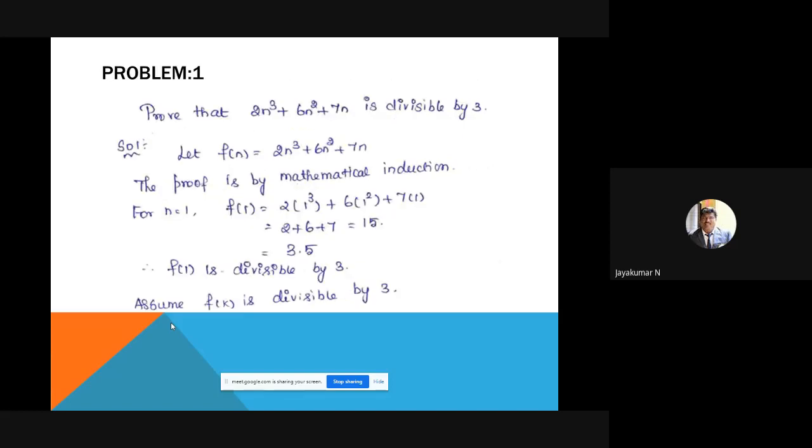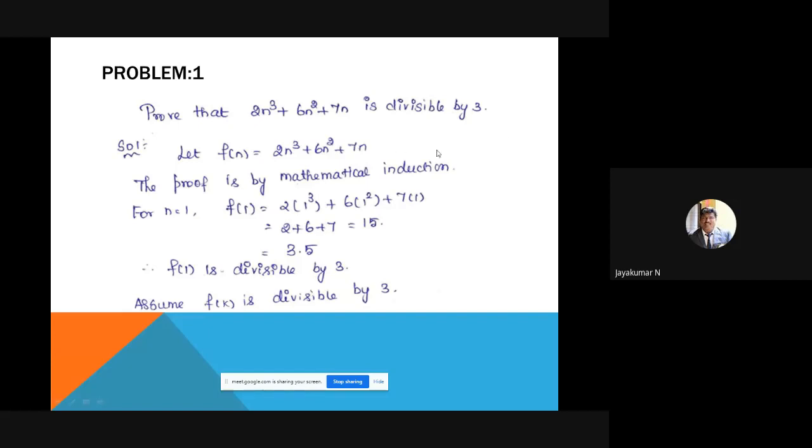Then first problem: prove that 2n cube plus 6n square plus 7n is divisible by 3. Okay, so I can consider this as f of n. My f of n is 2n cube plus 6n square plus 7n. So the proof is by mathematical induction. What's our first step? For n equal to 1, the statement is true.